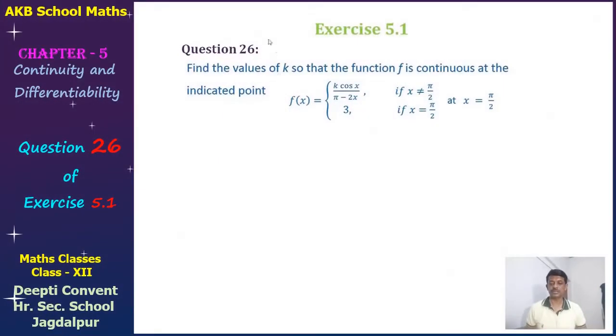Question 26 of exercise 5.1. Find the values of k so that the function is continuous at the indicated point, that is x equals to pi by 2. This is the definition of the function, and the function is continuous. If the function is continuous at x equal to pi by 2, then we have to find the value of k. So let us solve it.